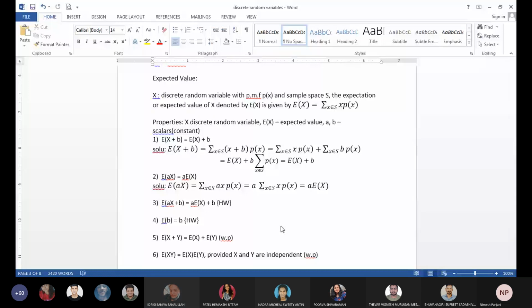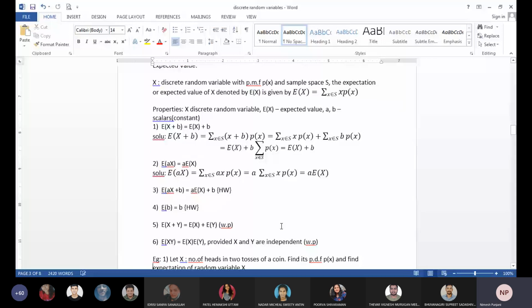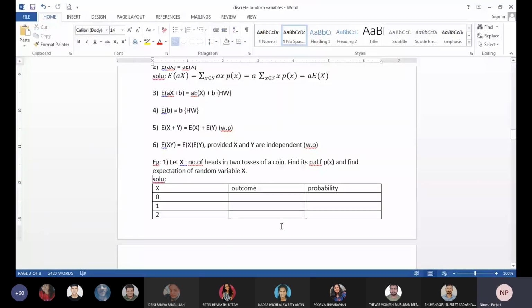Yes sir. Okay, now we will solve some examples related to this. X gives the number of heads in 2 tosses of a coin. Find the probability density function. Probability density function and probability mass function are one and the same thing. Find P of x and find its expected value.